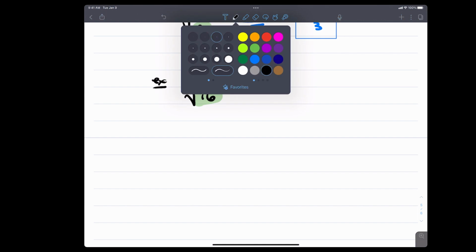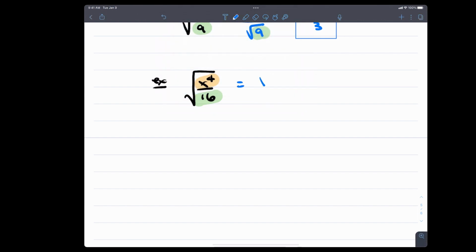Quotient what? Quotient rule. You imagine every time you got an answer right, you get a spoonful of rice.